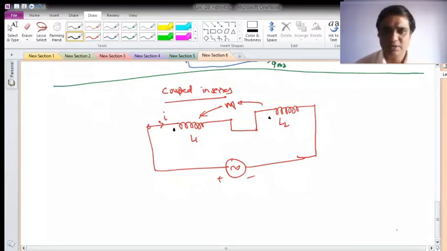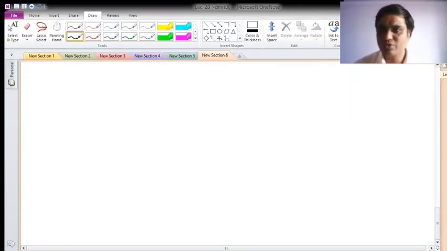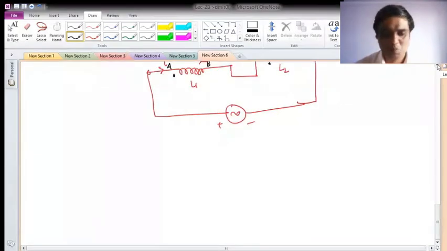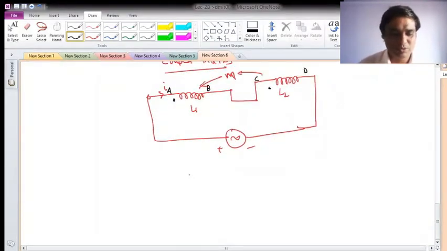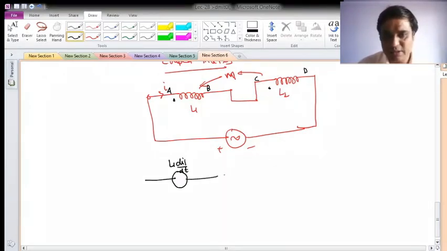Okay, let me write, this is my A, B, C and D, basically B and C are same point. So now what will happen here? If this is the case, current is flowing through L1. Now the coils are coupled. That's why now there will be two EMF induced. One will be due to self inductance and second will be due to mutual inductance. So now one will be this EMF L1 di1 by dt, and the second will be due to the mutual inductance M by the flow of current in coil 2.